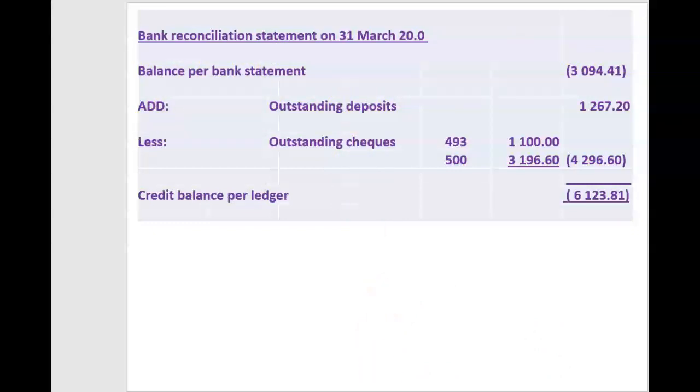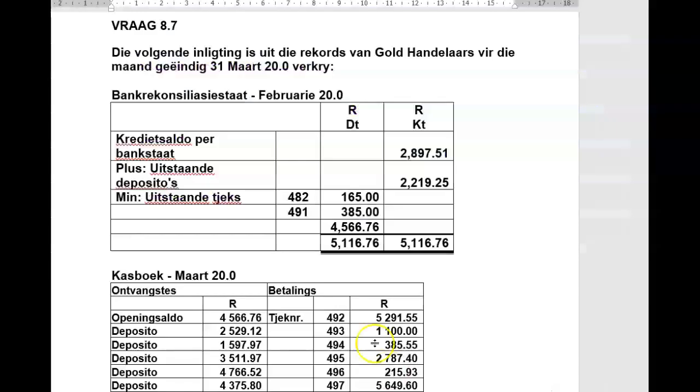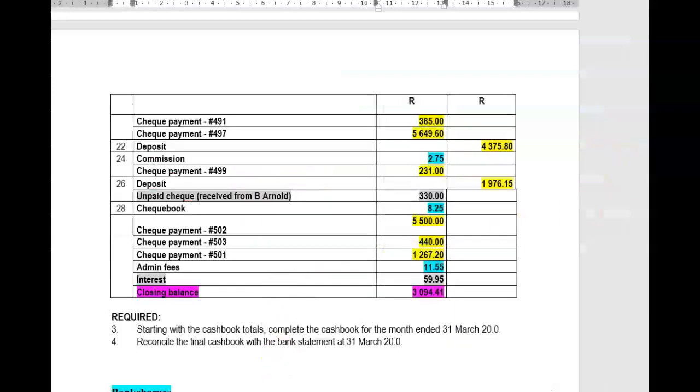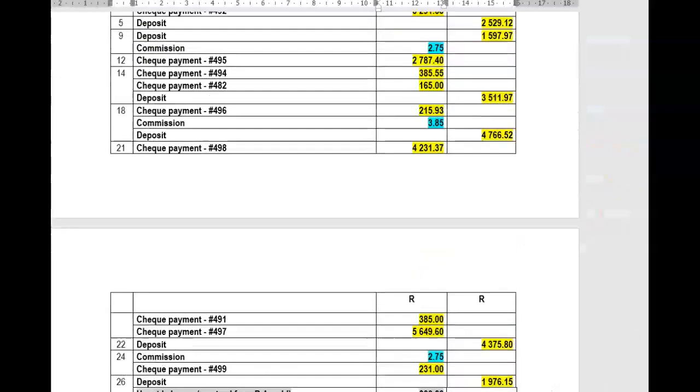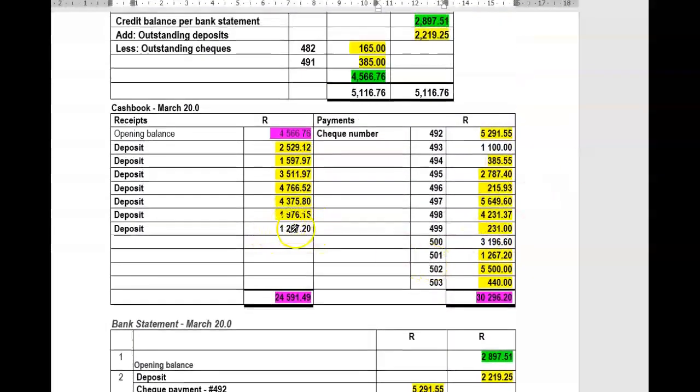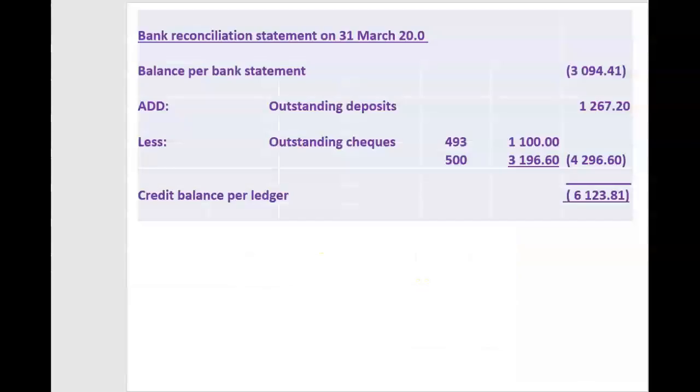Then outstanding deposits. Now if we go back here, we have identified already the outstanding deposits here in our cash book receipts journal. We've seen that didn't go through anywhere, so that's an outstanding deposit. So we are going to add that to our bank statement balance, because as soon as the bank is going to recognize that deposit, it's going to have a positive impact on our bank account balance.